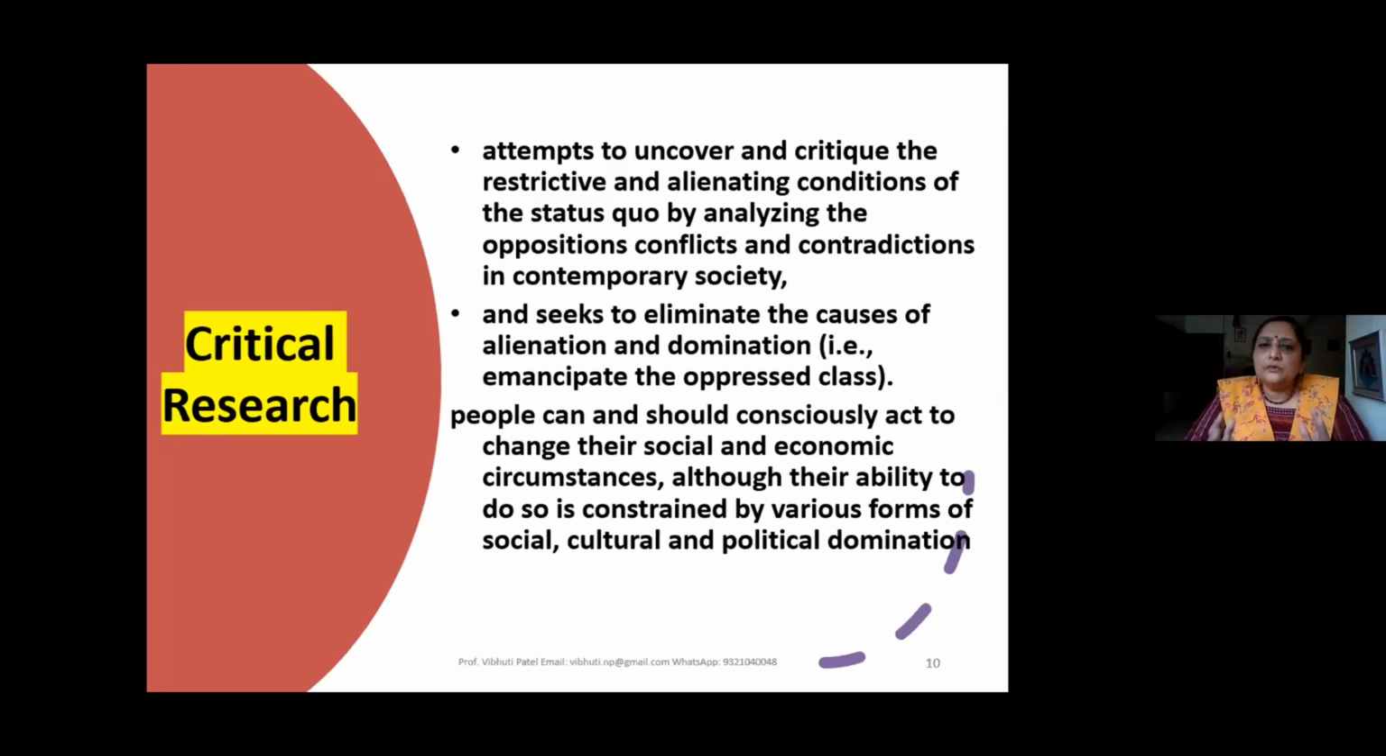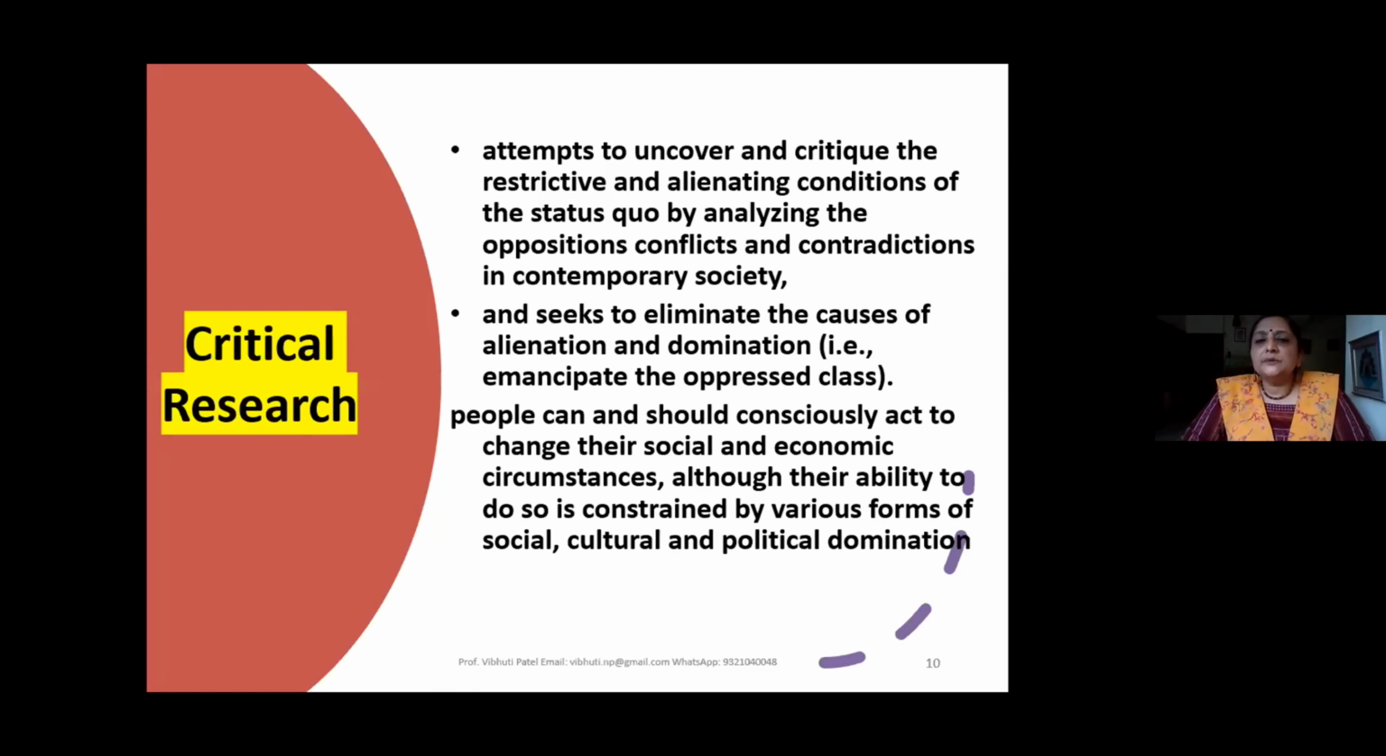Now, how do you understand these kinds of social processes which happen in our society? People can and should consciously act to change their social and economic circumstances. How do you do it? It was the experiences of Baba Sahib over the last 50 years, which culminated in his sensitivity in drafting the Constitution of India. How come the Indian Constitution is so comprehensive, so sensitively drafted way back in 1947? It was all the critical faculty and critical research that's important.